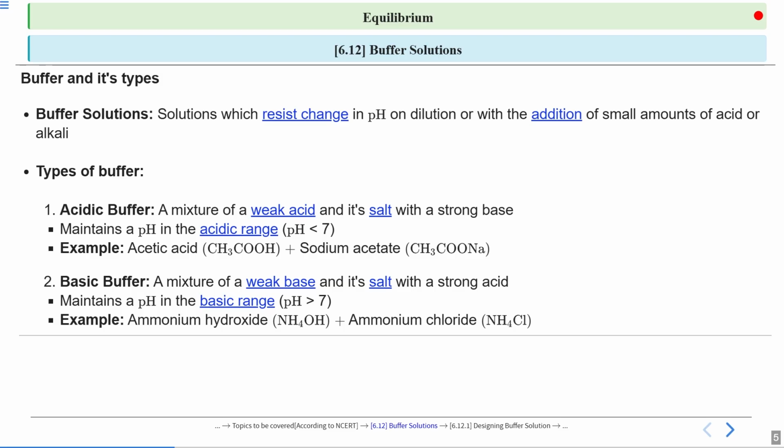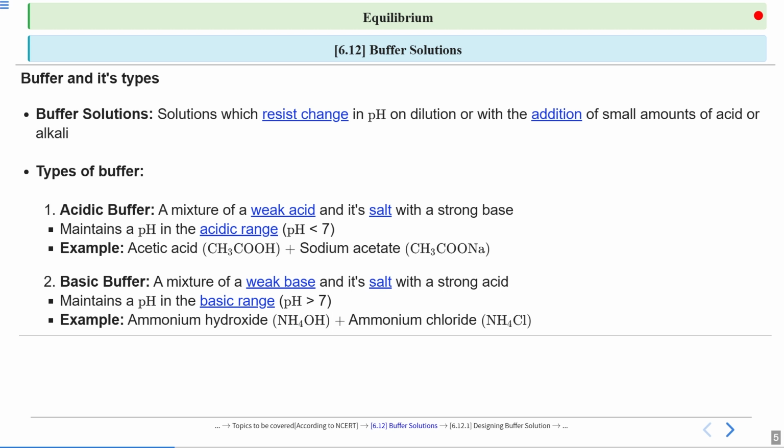Now, on the basis of the pH which it is maintaining, it is defined as acidic buffer or basic buffer. So, if it is maintaining a pH in the range of less than 7, then we call it an acidic buffer. And the acidic buffer contains a weak acid and its salt of a strong base. Example is acetic acid and sodium acetate.